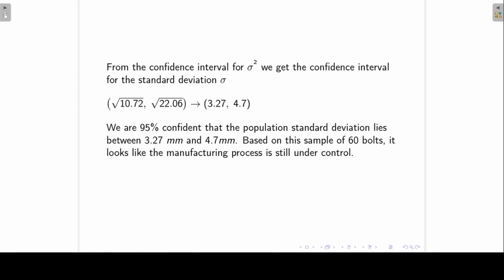Now from the confidence interval for the population variance, we can get a confidence interval for the standard deviation sigma. We just take the square root of the lower and the upper limit. If we take the square roots, we get a confidence interval for the population standard deviation of 3.27 for the lower limit and 4.7 for the upper limit. So now we can say that we are 95% confident that the population standard deviation lies between 3.27 millimeters and 4.7 millimeters. Based on this sample of 60 bolts, it looks like the manufacturing process is therefore under control.